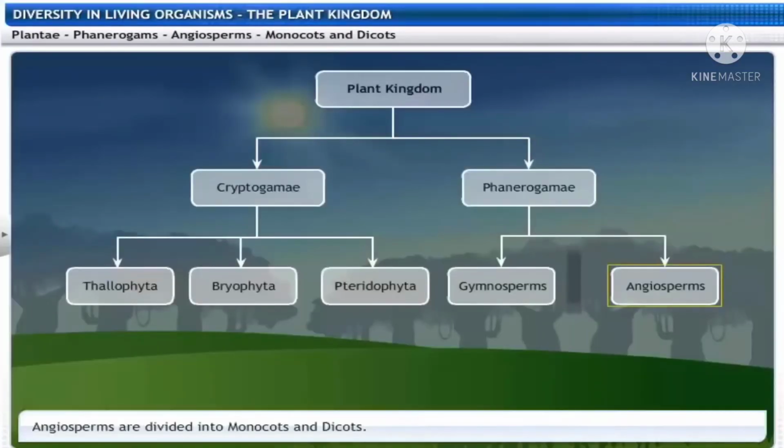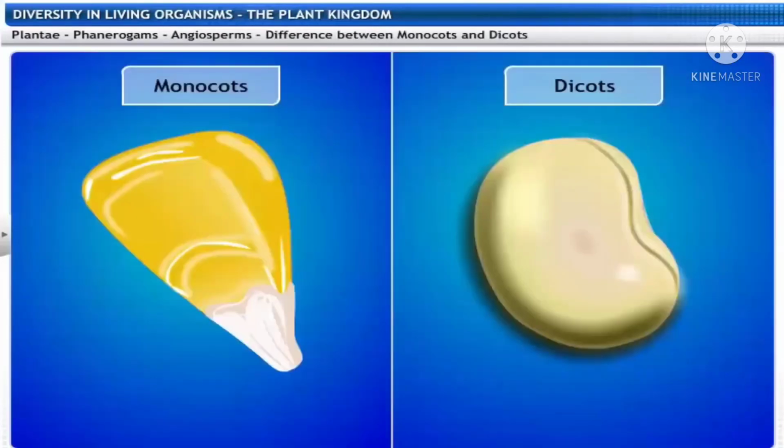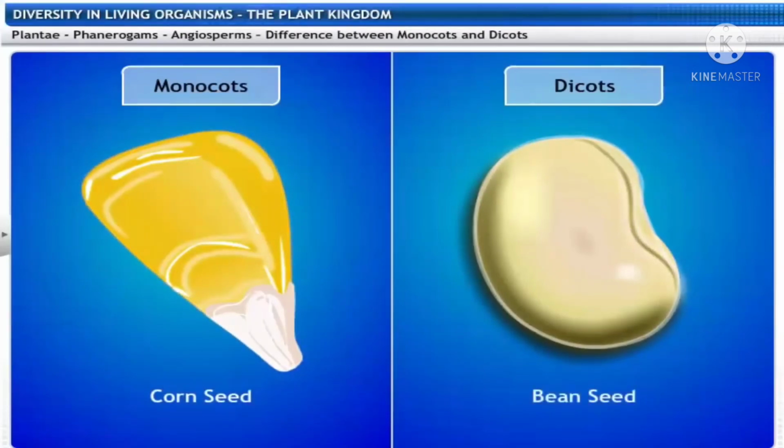Angiosperms are divided into two groups based on the number of cotyledons they have. Plants with seeds having a single cotyledon are called monocots, and those having two cotyledons are called dicots. Let's look at some other differences between monocots and dicots. We will use a corn seed as an example of monocot and a bean as a dicot.